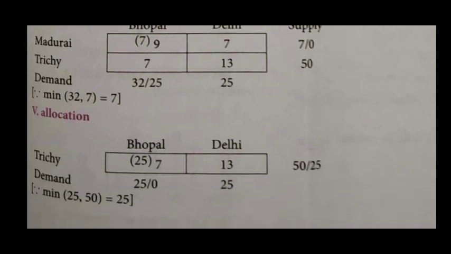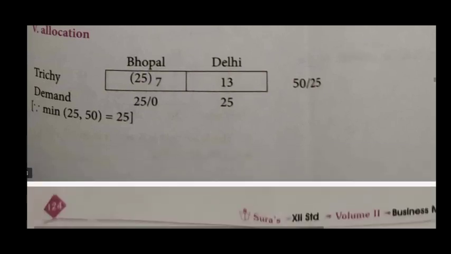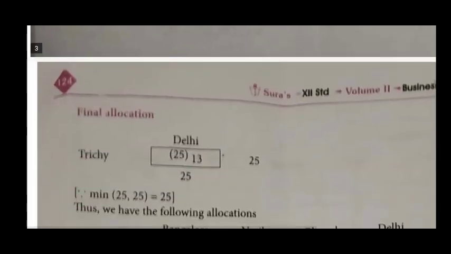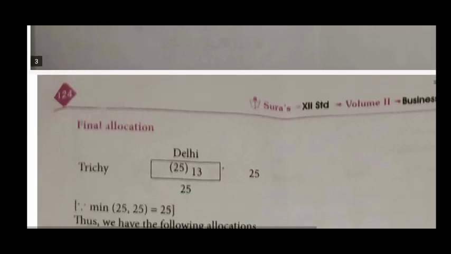In that we are comparing Trichy and Bhopal. It is 25 and 50. So for 25 and 50, the minimum is 25. 25 minus 25 becomes 0 and 50 minus 25 is 25. So Delhi is 30. Okay, so after that for 13 we are allocating the 25.